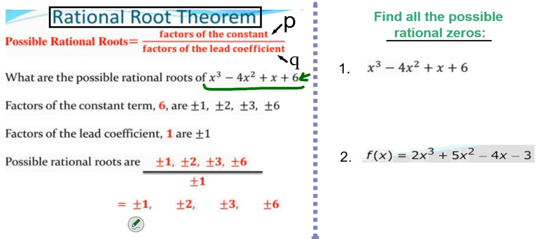And then Q are all of the factors of the leading coefficient. The leading coefficient's 1. Thank goodness. We love it when we have a leading coefficient of 1. And the only factors of 1 are going to be plus or minus 1. So why are we talking about P's and Q's? Well, we are looking for possible rational roots.